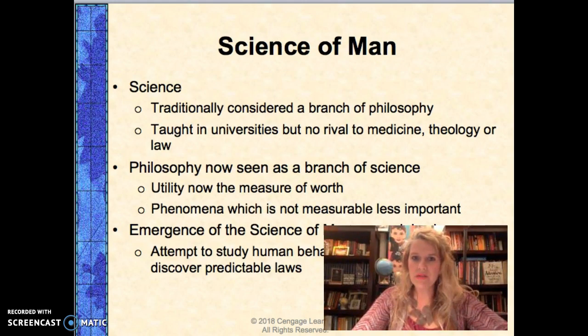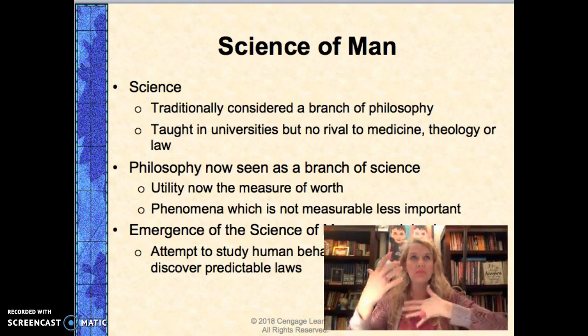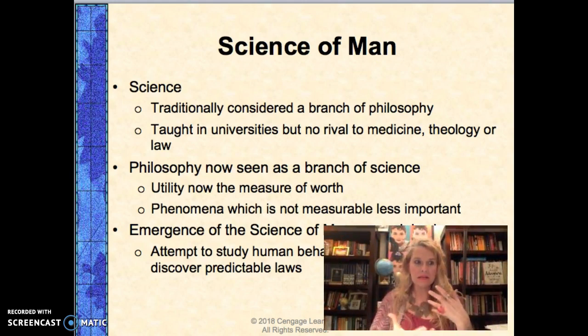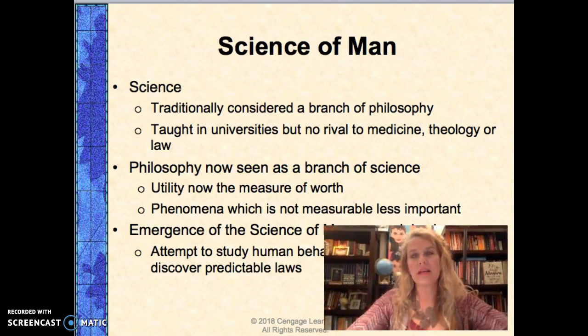The science of man. Traditionally considered a branch of philosophy. Science was not part of its own wing. It was part of philosophy. And as people began to prove that Aristotle was not the ultimatum of truth, and questioning, which I think is always good education, to question, because the truth will pop up when you're questioning, and you'll be able to find it.